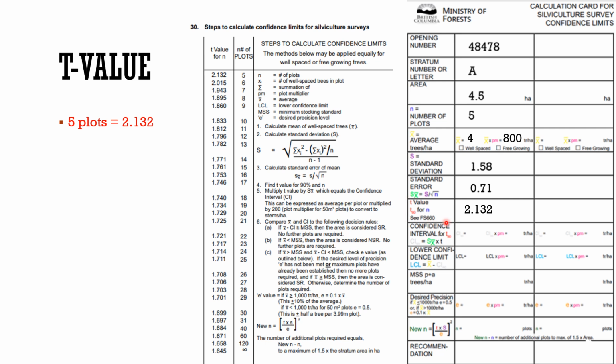Okay, the next step on the card is just looking up t-value, and this is really simple. You just go to the stats table in the FS660, and on the left-hand side, you'll see t-values. So to do this, you just look up the number of plots you completed. So for us, it's 5. And then you just see the corresponding t-value in the left-hand column. So if you've done 5 plots, then your t-value is 2.132. And so we write that down right here.